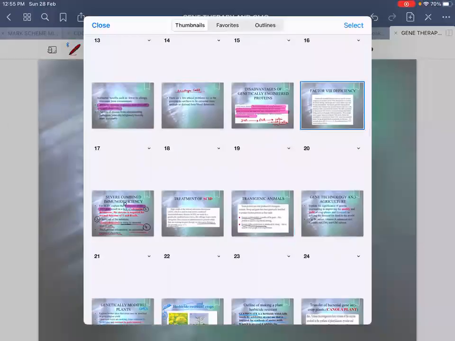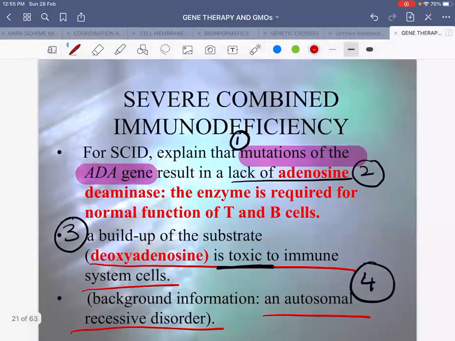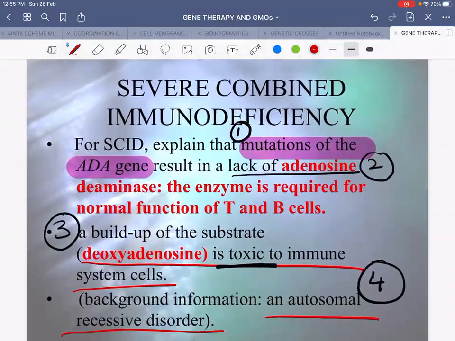Yes, we were on this slide. This is how we can manufacture factor 8. Then there is another disease. You also need to know the details about this disease for exams. It is known as severe combined immunodeficiency disorder, SCID, right?